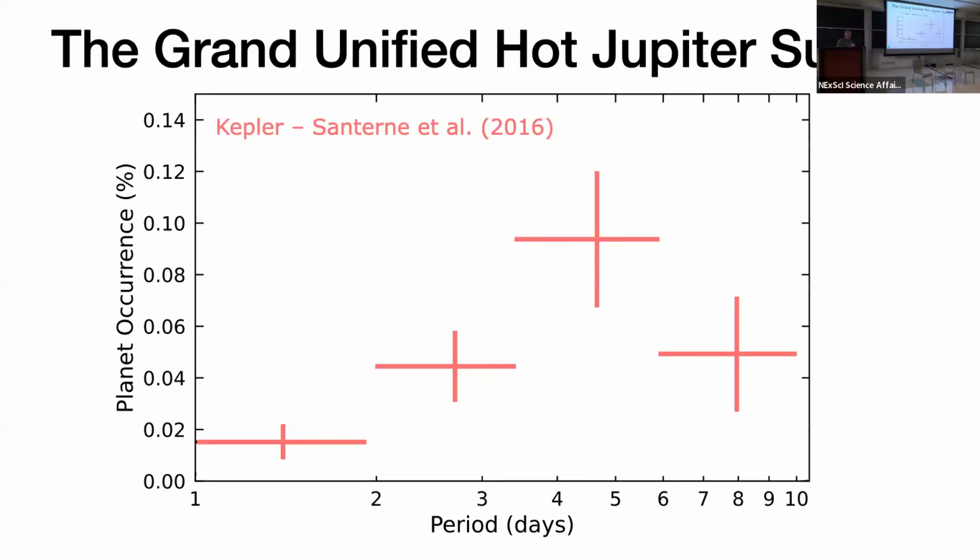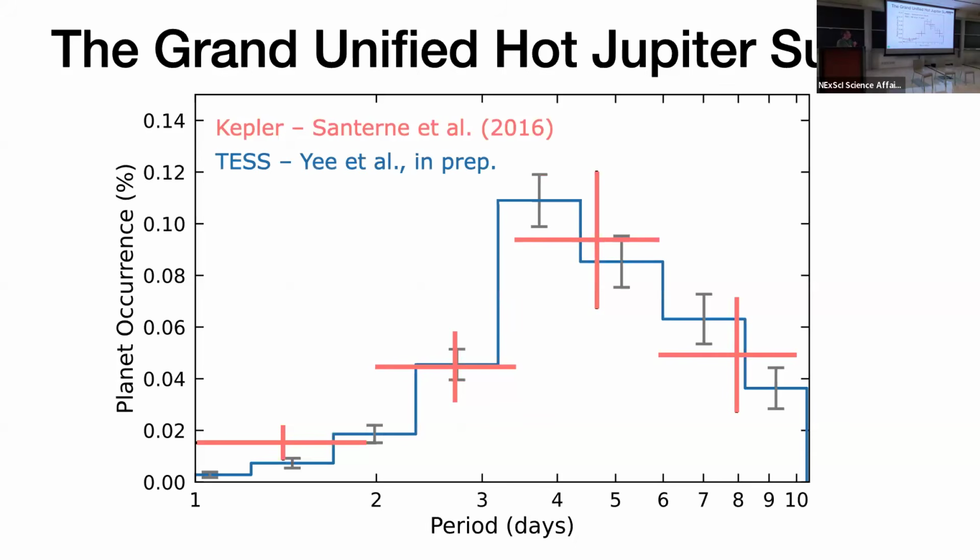So TESS has actually allowed for improvement in the demographics, at least of the shortest period of these, the hot Jupiters. So now we're looking at those results from the Kepler survey, but restricted to periods between 1 and 10 days. And the TESS survey, in an effort led by Sam Yee that we call the Grand Unified Hot Jupiter Survey, which actually includes contributions from many other groups as well, has given us better period resolution and clarified the location and existence of this peak at a few days, which might be related to the formation of hot Jupiters.